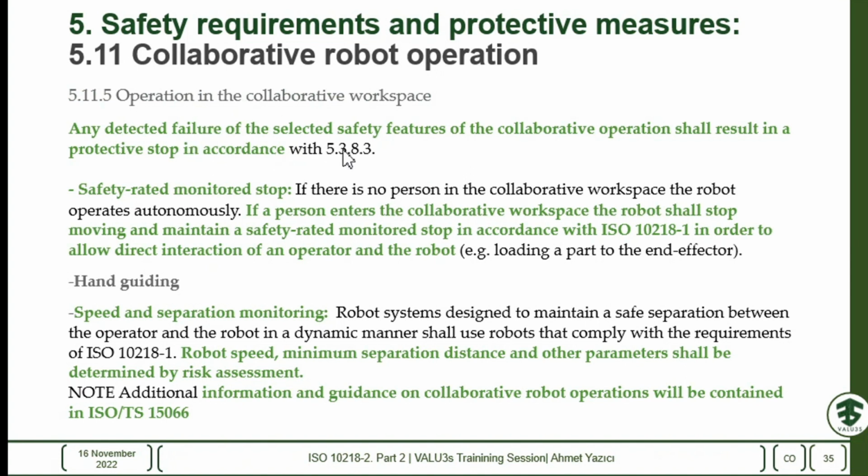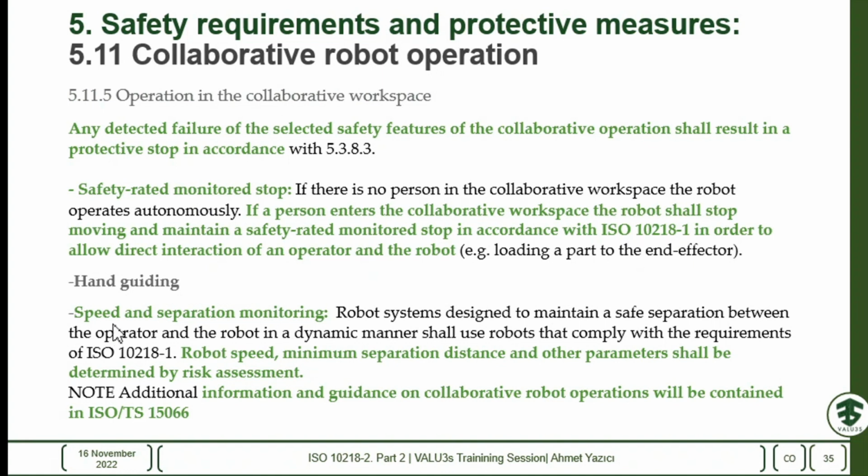Any detected failures of the selected safety feature of the collaborative operation shall result in a protective stop according to the other standard requirements that we mentioned before. So safety-related monitored stop is critical here. If there is no person in the collaborative workspace, the robot can operate autonomously. But if there is a person in the collaborative workspace, the robot shall stop moving and maintain a safety-related monitored stop according to the standard.